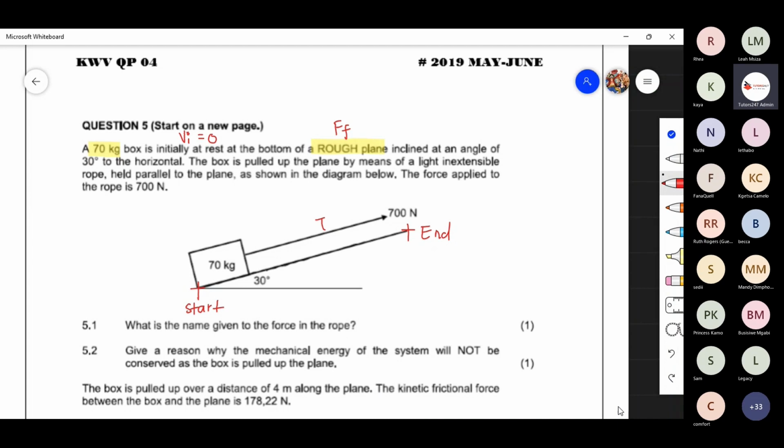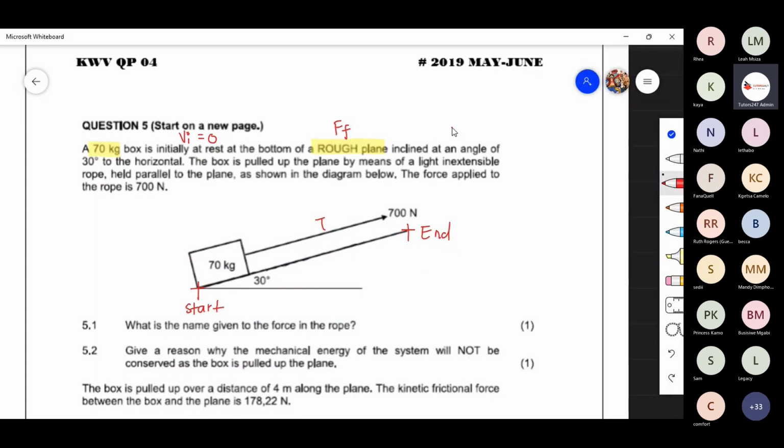Okay, so what do we not know? We don't know the magnitude of our kinetic friction. We were not given that. We don't know the magnitude of friction as yet. We also don't know the final velocity. So those are two things that we currently do not know. So let us now have a look at our questions.